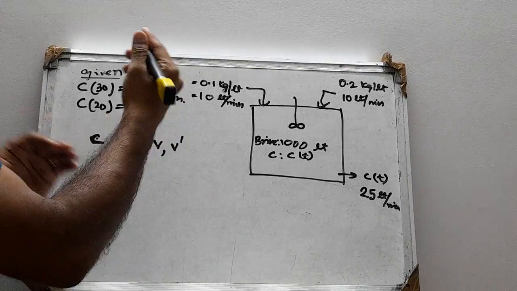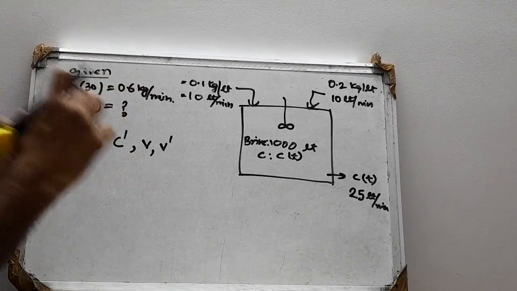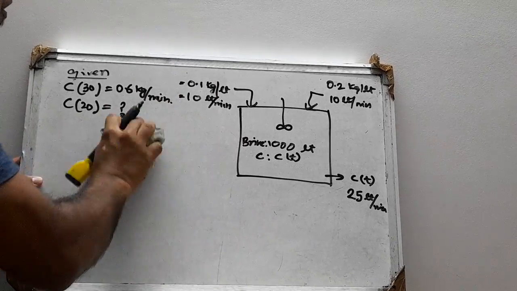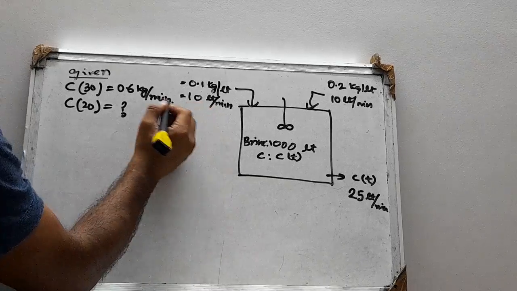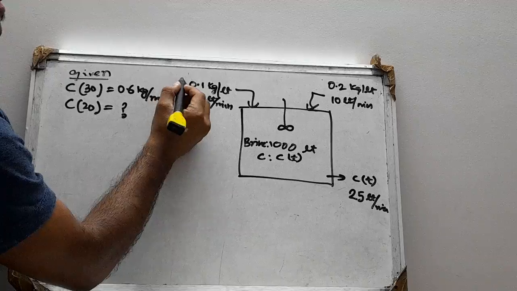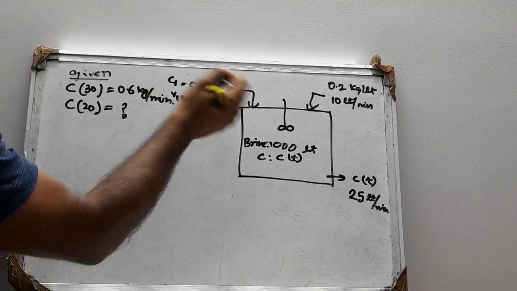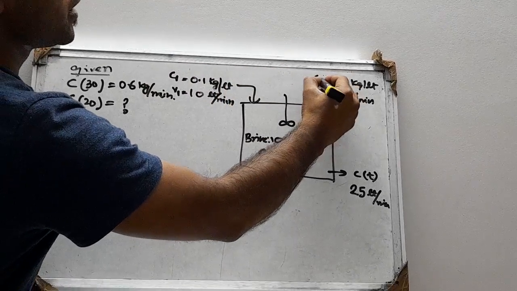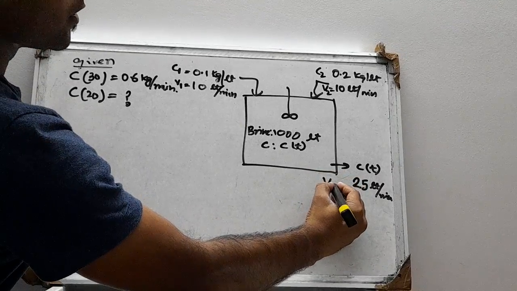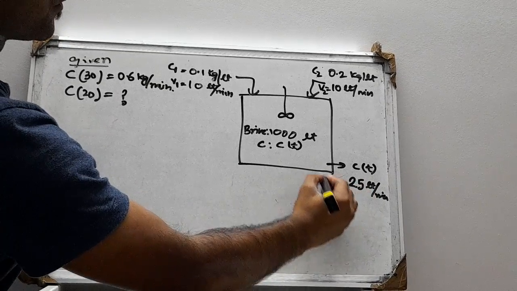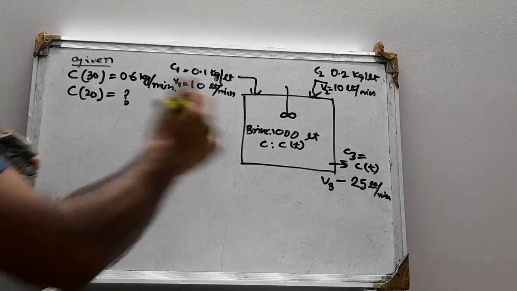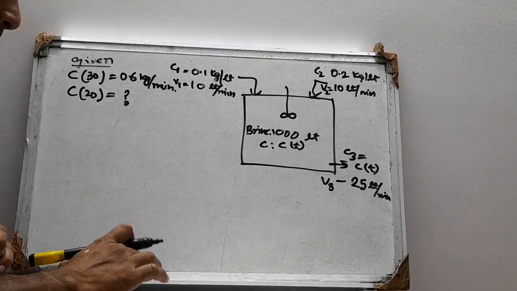The equation which contains these is called a differential equation, which I will tell you how to set up. First, let's mark them. Let's say this is V1, the volumetric flow rate from pipe 1, and this is C1, the concentration in pipe 1. Similarly, this is C2 and this is V2, the volumetric flow rate from pipe 2. This is the volumetric flow rate V3, which is the outlet, and this is the concentration C3, which is equal to C(t).